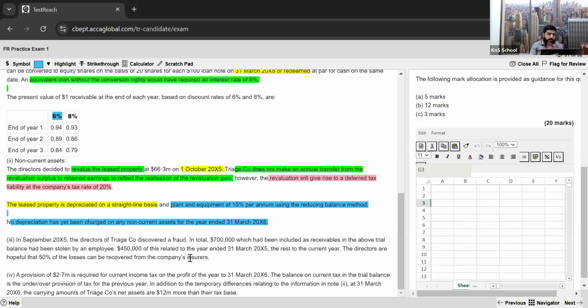Let's read out the adjustment. In September 2015, which means after the start of the year, April, May, June, July, August, that is after 5 months, September, the directors of the Triage company discovered a fraud in total 700,000, which had been included as receivable in the above trial balance, which means that receivable of 700,000 is included in the trial balance.